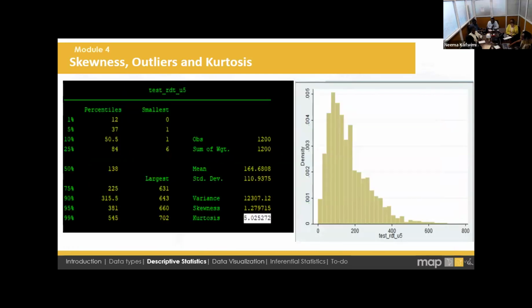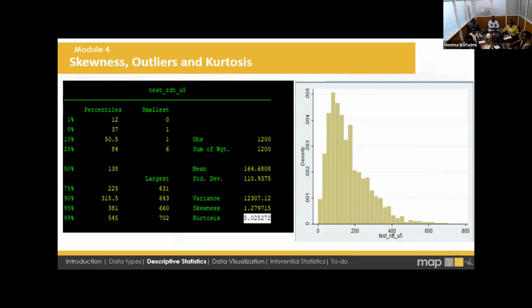Let us discuss it from here. This is the output of the summary of test RDT under 5. We have summarized our variable, test RDT under 5. We have 1,200 observations. We can see the smallest value is 0 and the largest value is 702, which gives us the range.